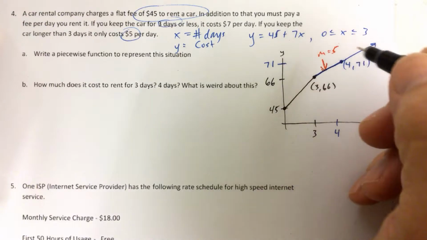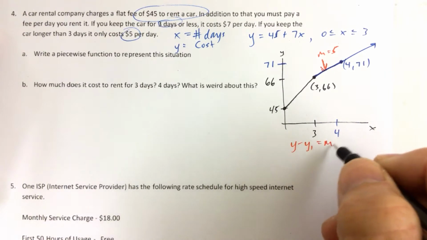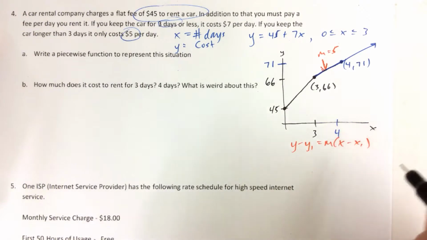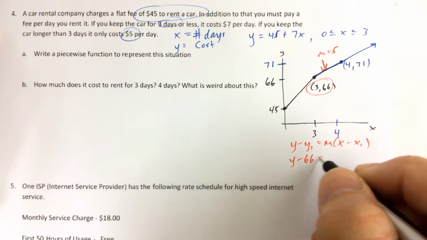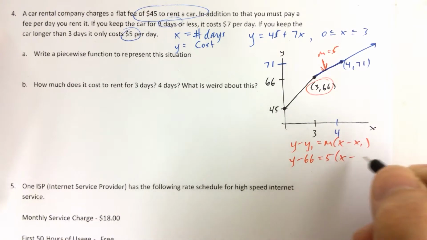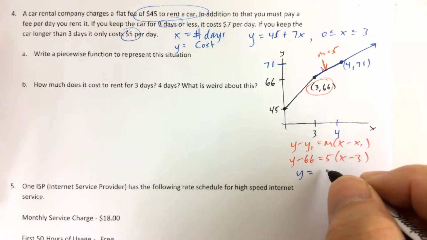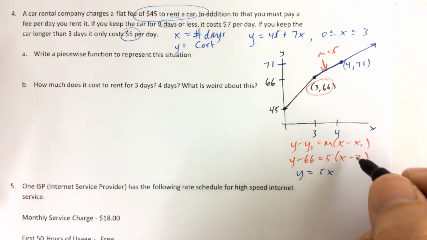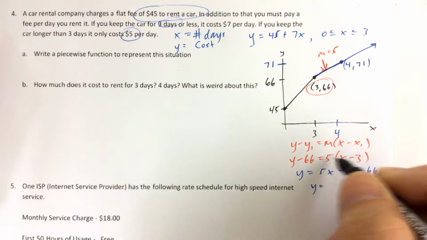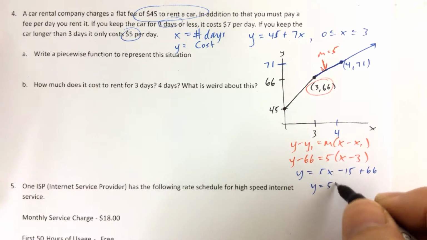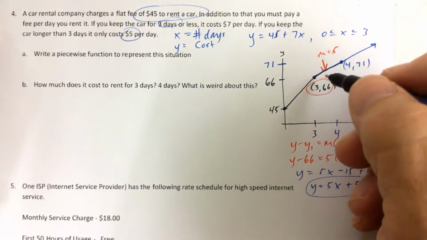So we have the slope is 5, and then we're going to use y minus y1 equals m times x minus x1, the point-slope form of a linear equation. We'll use this point right here. The y1 is 66, the m is 5, the x1 is 3, and we want to solve for y. y equals, let's try to do this all at once, 5x minus 15 and then plus 66. So I added 66 at the same time I distributed the 5. So we get 5x plus 51. So that's the equation of the second piece.